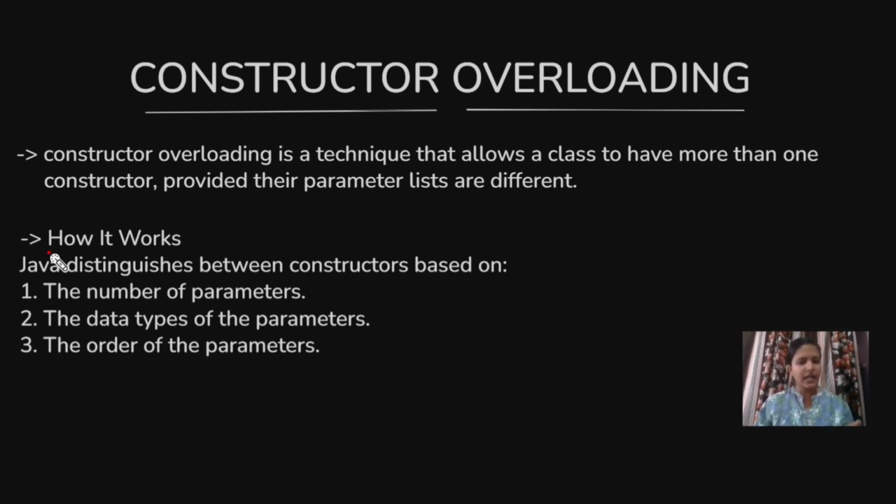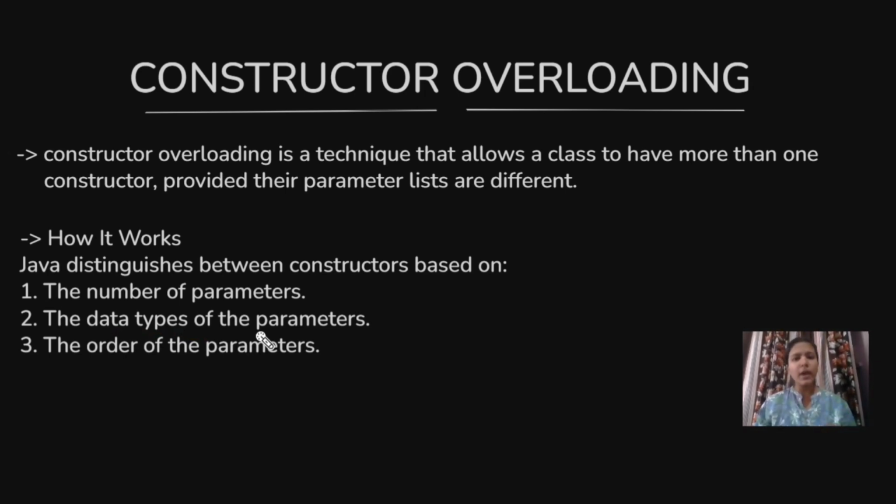First we see how it works. Java chooses a constructor based on the number of parameters, the data type of the parameters, and the order of the parameters. First, how many parameters the constructor has. Second, the data type of the parameter is also important.